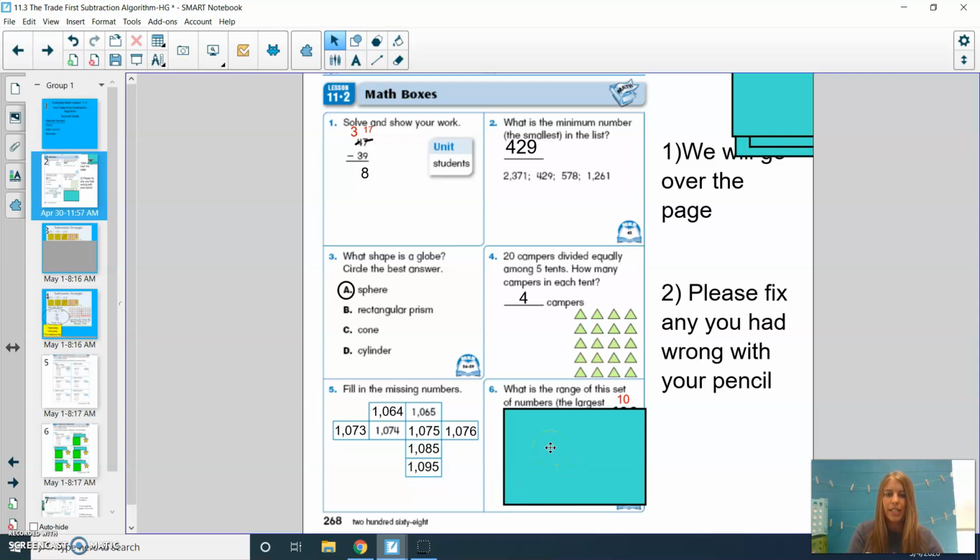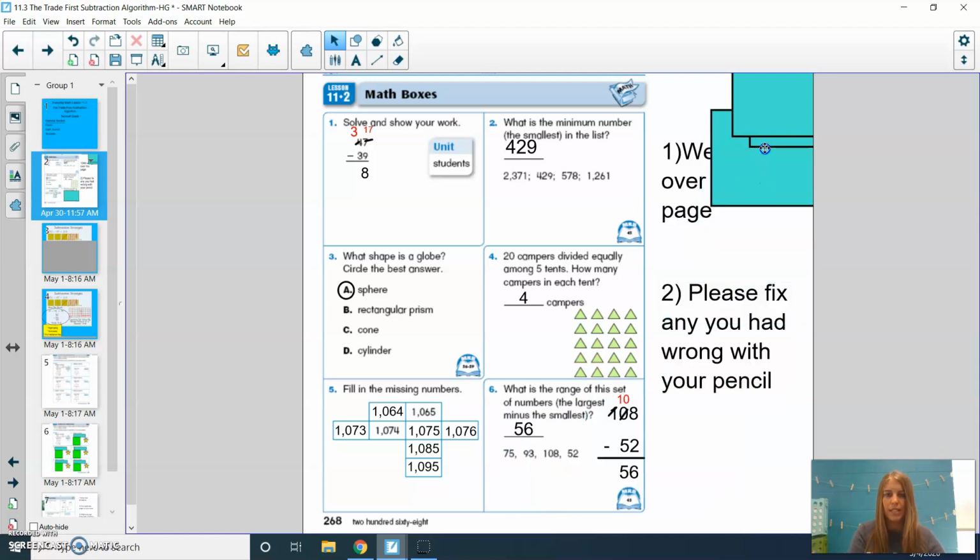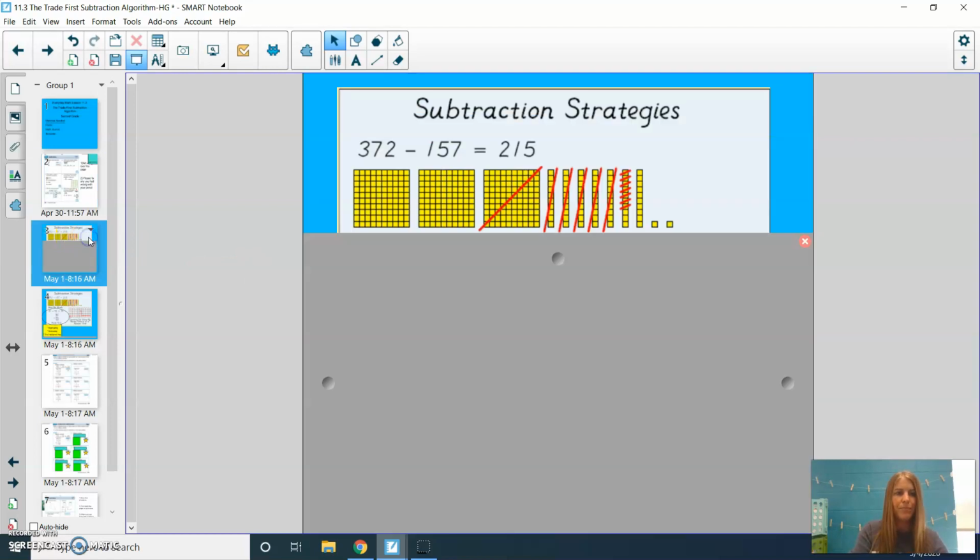For question number 6, what is the range of this set of numbers? The largest minus the smallest. So my biggest number was 108, and my smallest was 52. So I could subtract 8 minus 2, which is 6. Now I couldn't subtract 0 minus 5, so I went to that 1, and that now becomes a 0. And now I can subtract 10 minus 5, which equals 5, giving me my answer of 56. Again, if you notice that you have any mistakes, please fix those with your pencil and eraser.